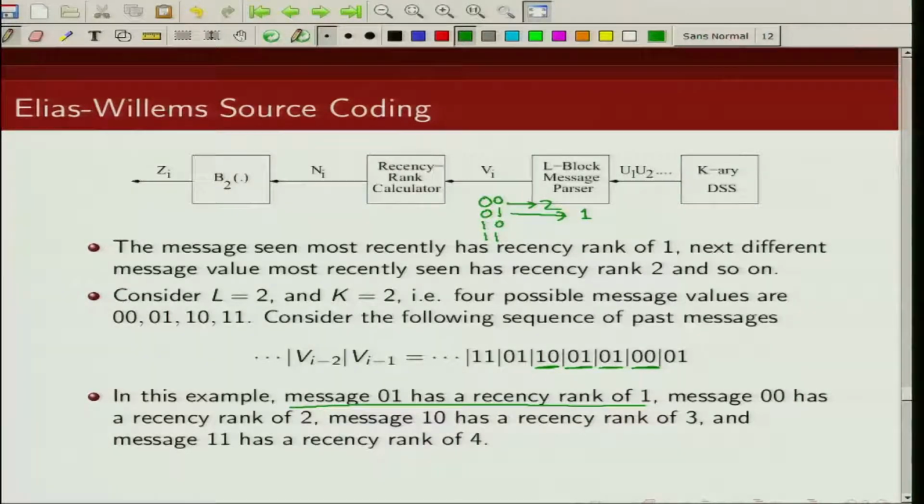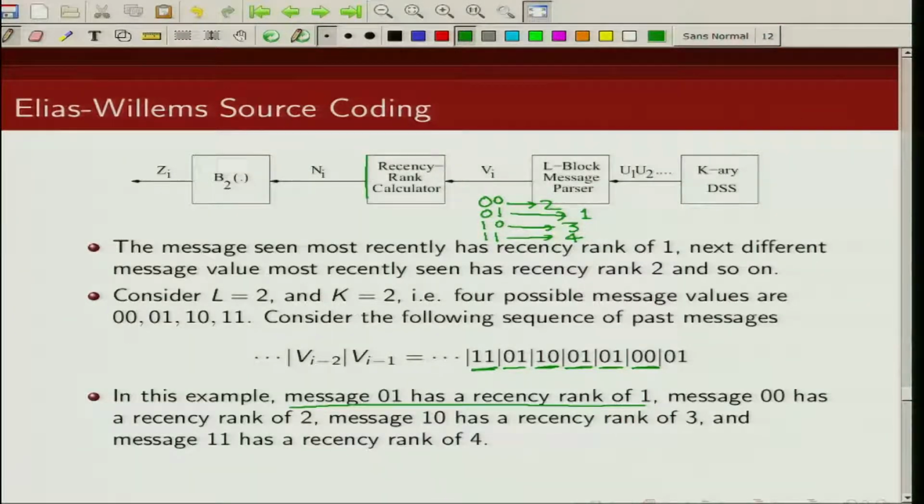Next sequence that we see is 1, 0. So this will have a recency rank of 3. And then you have 1, 1, so this will have the recency rank of 4. Okay. So this is how we are assigning a recency rank.